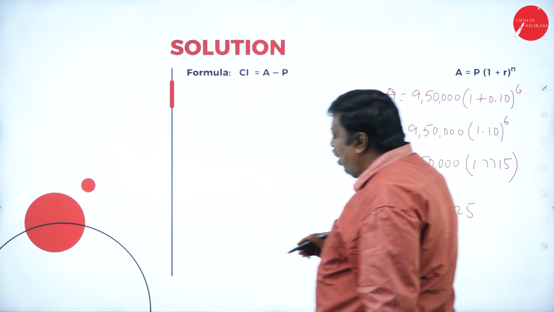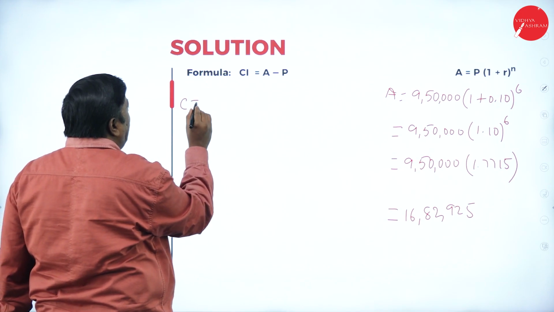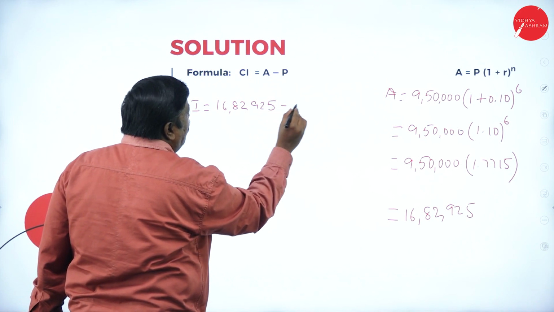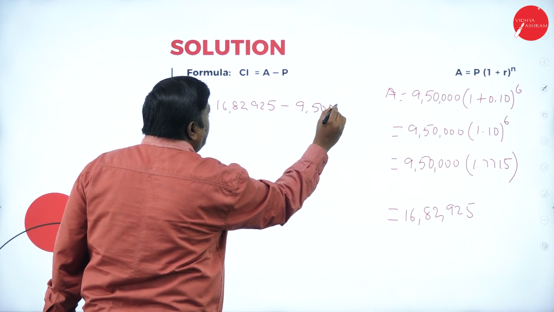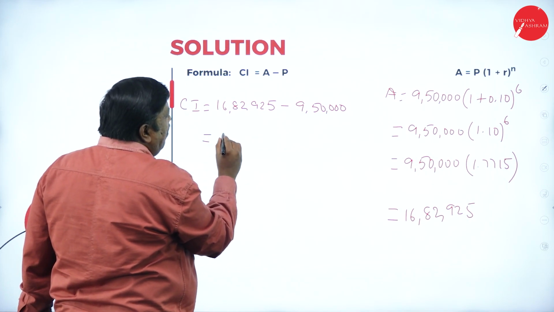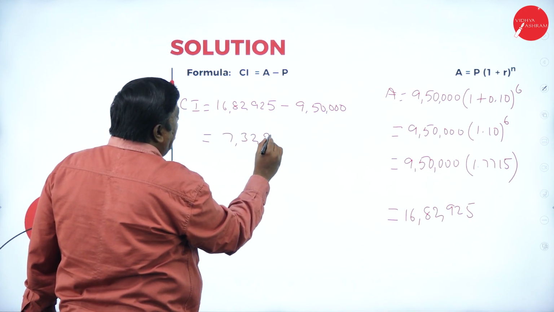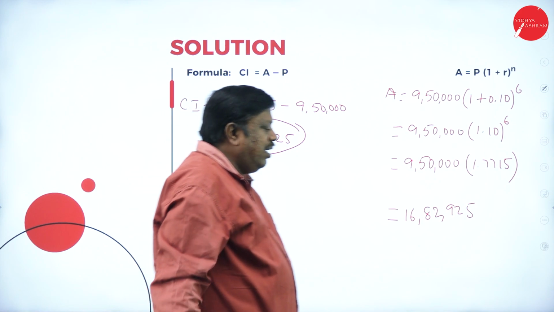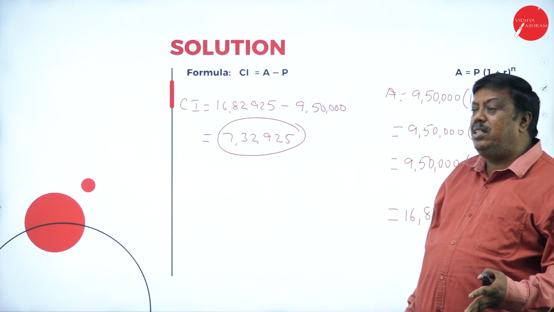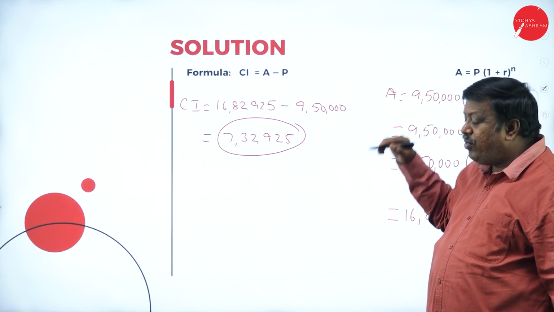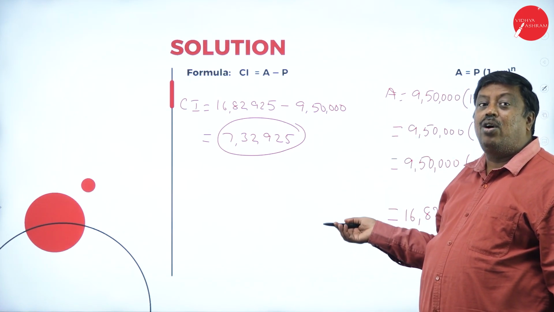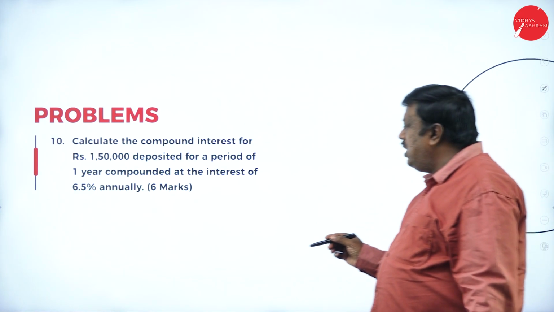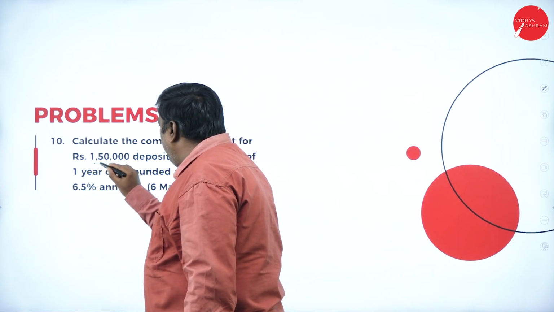The amount we are going to get here is 16,82,925. So my compound interest, CI, equals 16,82,925 minus 9,50,000. So it is going to be 7,32,925, the amount of interest I am going to get here. So now, if I invest 9,50,000 for a period of 6 years at the rate of 10%, the interest we are going to earn on compounding will be 7,32,925.